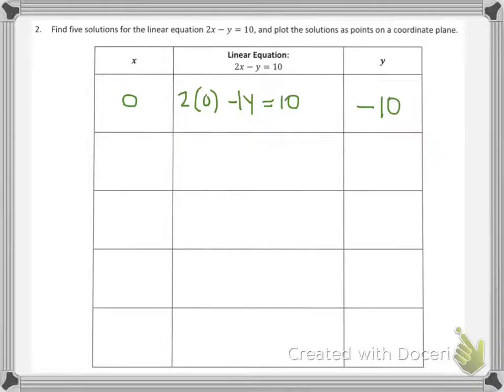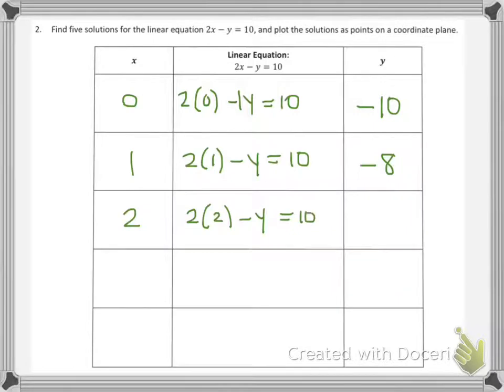Let's put a 1 in for x. This is 2 times 1 minus y equals 10. That's 2, so I'd have to subtract 2 from both sides. I get negative y equals 8, so y equals negative 8. Put a 2 in. 2 times 2 minus y equals 10. 2 times 2 is 4. I would have to subtract 4 from both sides. Negative y equals 6. So positive y equals negative 6.